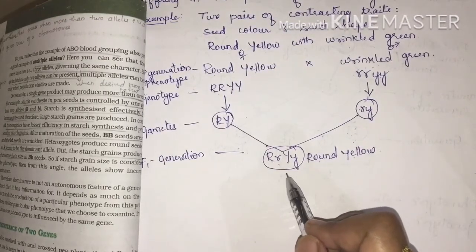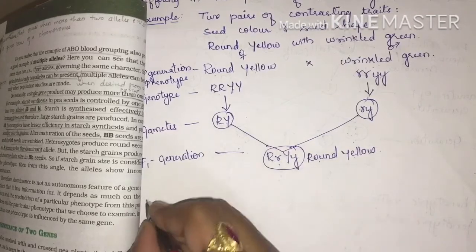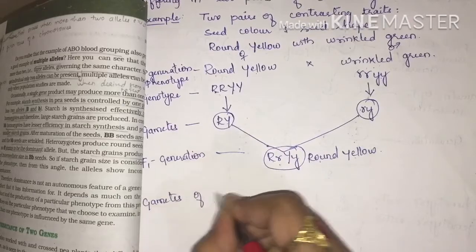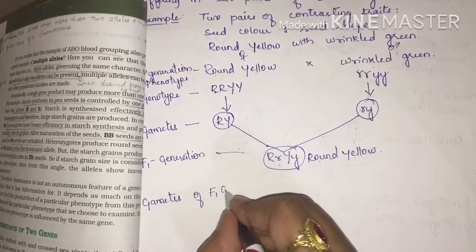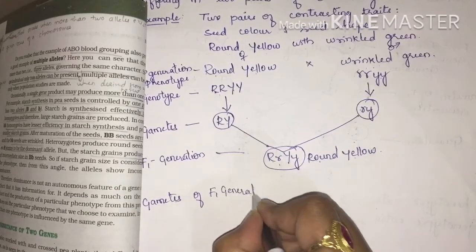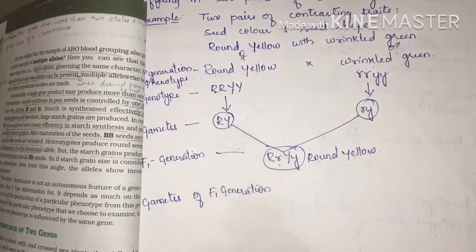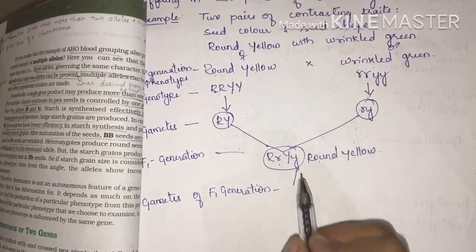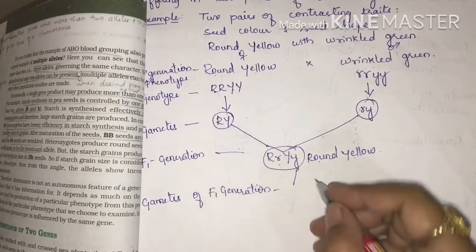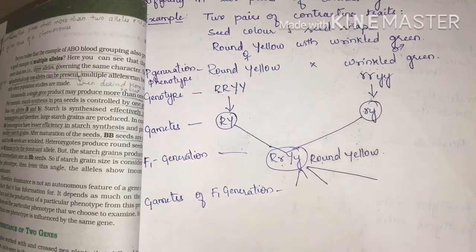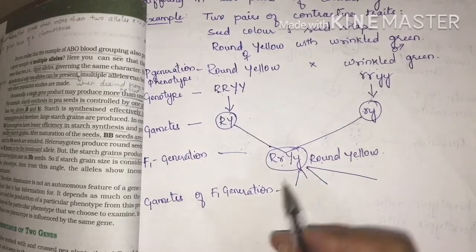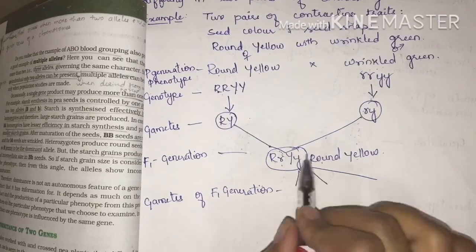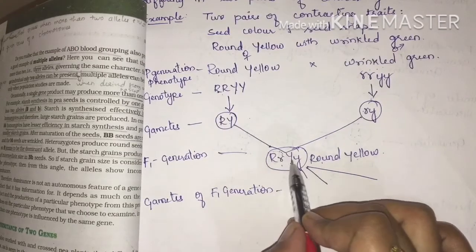Now after this, what we have to do? We have to write the gametes of the F1 generation. How many gametes will you get? While writing the gametes, students always get confused. We'll get 4 different types of gametes. How do we get 4 different types of gametes? You have to take R as one set and Y as another set. You don't mix it up.